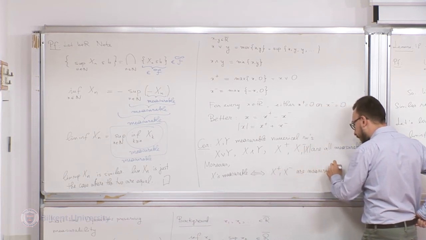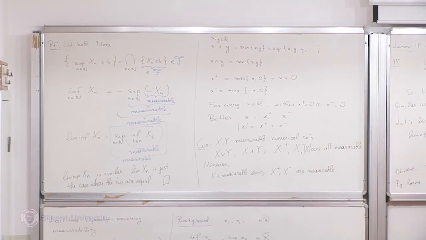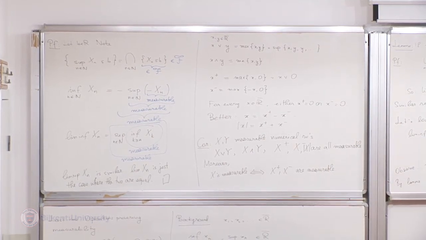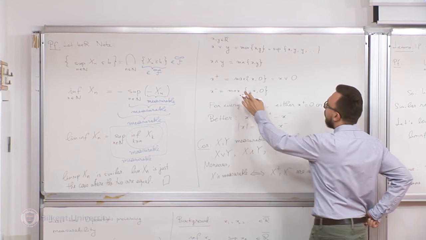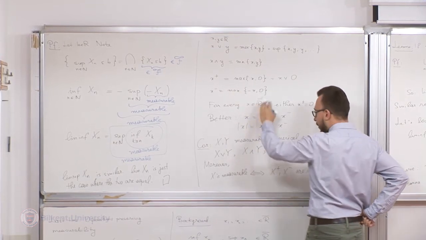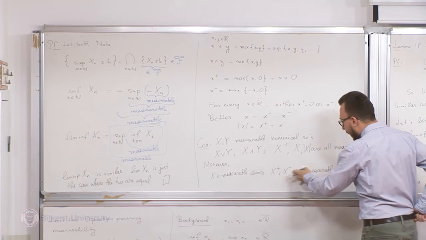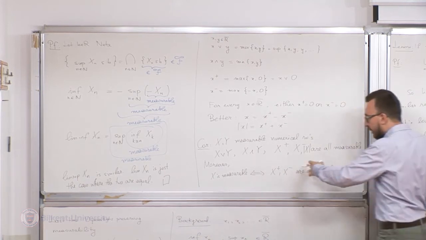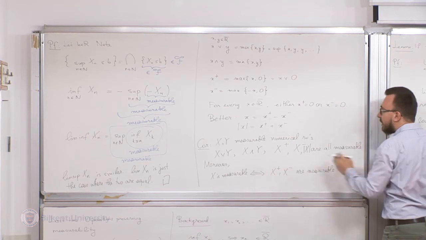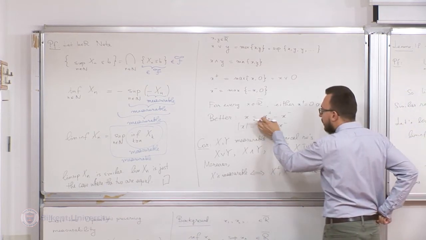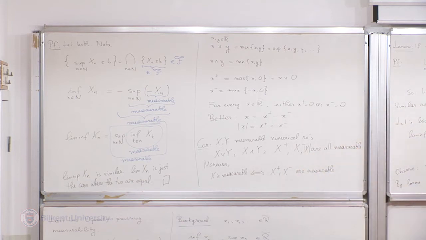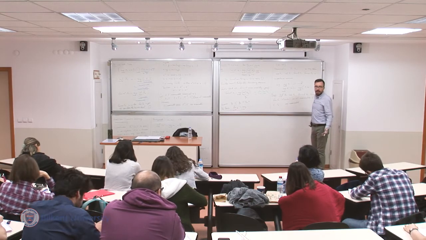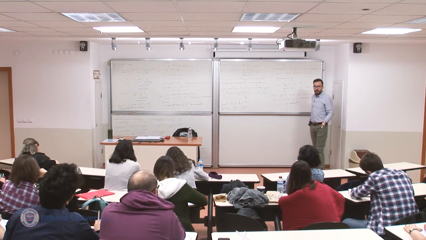So this second sentence is saying that if x is measurable, then for sure x plus is measurable because it is the maximum of x and 0. Similarly, x minus is measurable. And conversely, if x plus and x minus are measurable, then x is just the difference of the two, therefore x is automatically measurable as the difference of the two things.